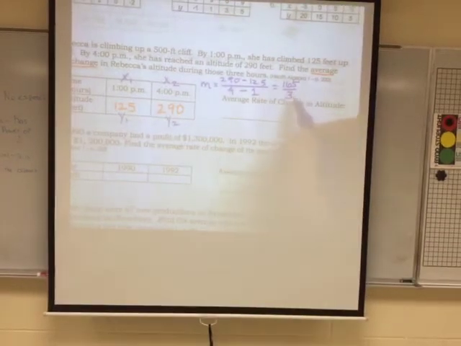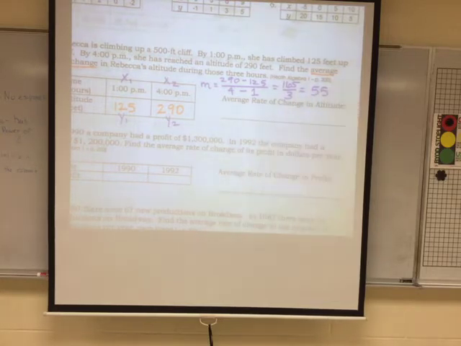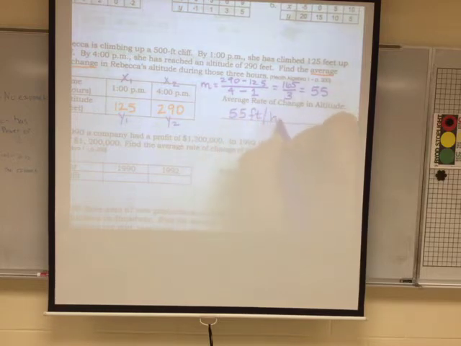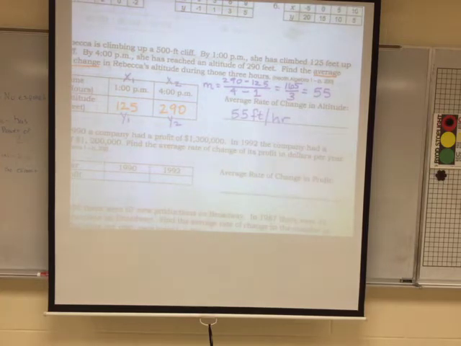So now what I want to know is, what does 165 divided by 3 reduce to? And it does, to 55. So her average rate of change in altitude is 55 feet for every 1 hour. So it's 55 feet per hour. Eight and 9 can be done similarly.